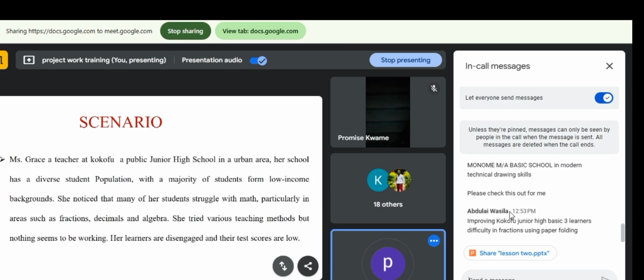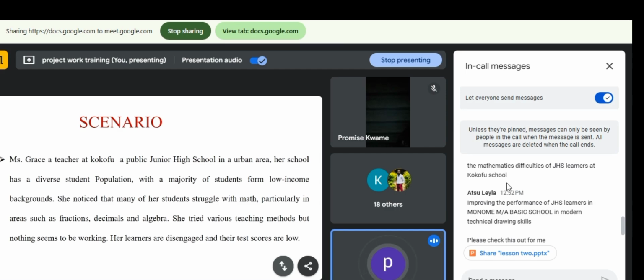Abdullah is saying improving Kokofu Junior High Basic 3 learners' difficulty in fraction using paper folding. All right. We will do a little adjustment to it. It's nice. It's very nice. Well done, all of you.